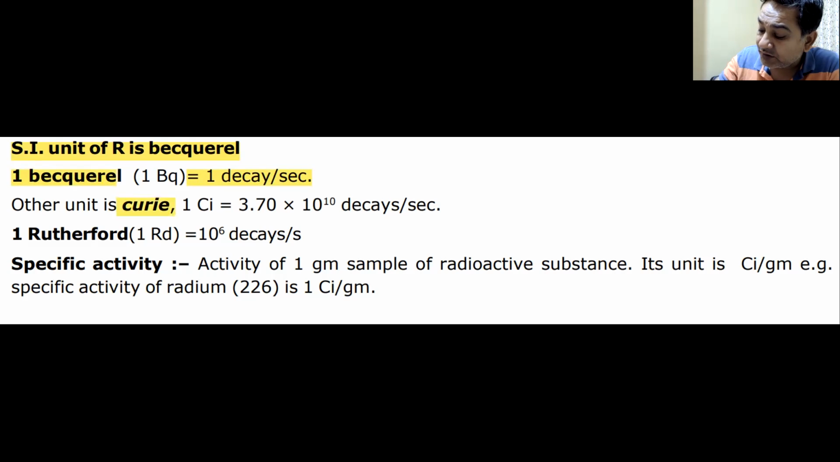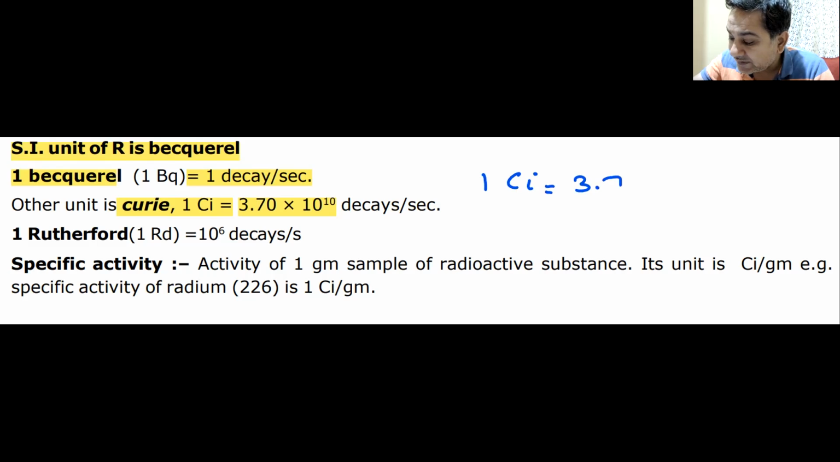The other unit is Curie, Ci, and 1 Curie is 3.7 into 10 raised to the power 10, a very high number of decays per second. 1 decay per second becomes 1 becquerel. So 1 Curie will be equal to 3.7 into 10 raised to the power 10 becquerel. Do we understand this?